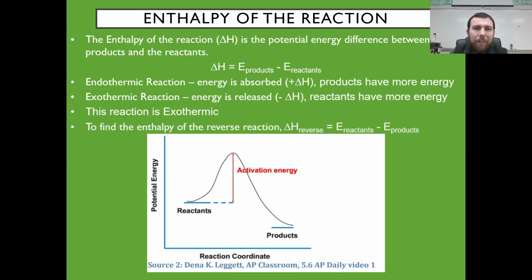All right, the last thing that we'll need to take a look at before we move into using the Arrhenius equation: if you wanted to find the enthalpy of the reverse reaction, you would say, all right, energy of the reactants minus energy of the products. I think it's also important to note that if you wanted the activation energy for the reverse process, it would simply be the energy of the activated complex minus the energy of the products, and that would give you your activation energy for the reverse process.